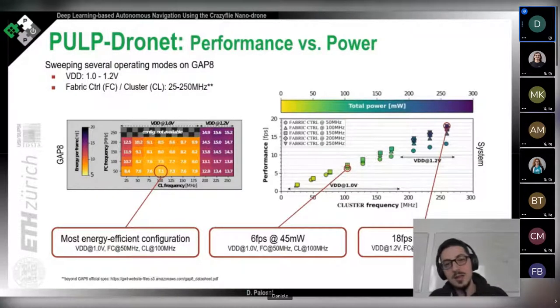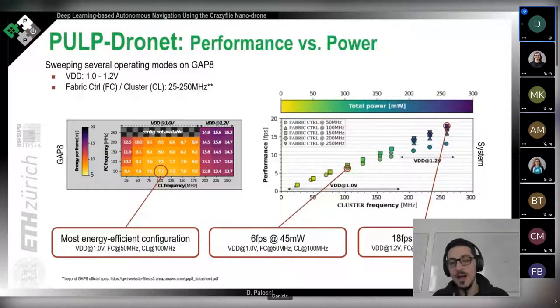Then, considering the performance, that for us is the throughput, the frames per second that we can process, and the total power consumption of the system, for all those configurations from before we did all the evaluation on the actual hardware, and we highlight in this plot two very interesting points. The first one is the most energy efficient configuration, and with these 150 megahertz for the fabric controller and 100 megahertz for the cluster, we achieved 6 frames per second throughput with only 45 milliwatts power consumption.